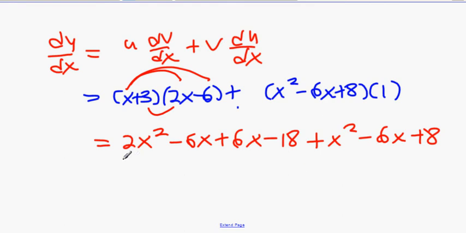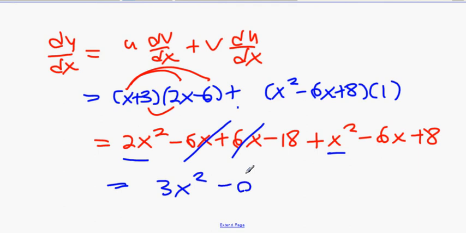Okay, 2x squared plus x squared gives us 3x squared, minus 6x plus 6x is gone, minus 18 plus 18, oh sorry, that's a plus 8, excuse me. Sorry, minus 6x, forgot about that. And then minus 18 plus 8? Minus 10. And that's your answer. You're asked what the dy dx is. You don't have, no, you just leave your answer like that.